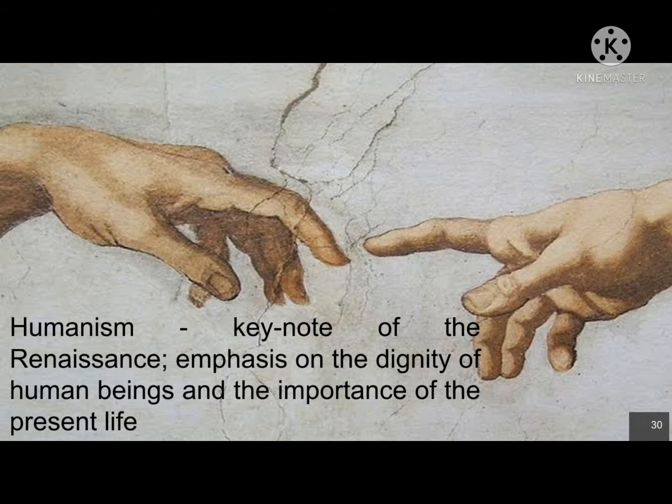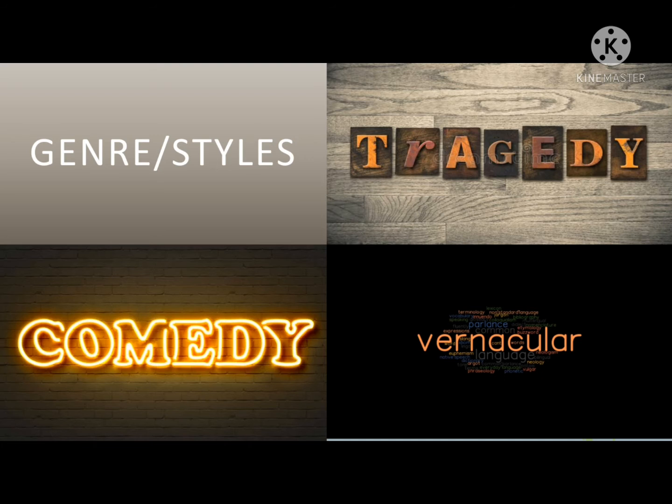So humanism, being the keynote of the Renaissance, gives emphasis on the dignity of human beings and the importance of the present life. This term also denotes an outlook that emphasizes human capabilities and concerns. The two most visible consequences of this outlook are secular appreciation, which includes appreciation for humans and the human world, and critical thought. For the genre and styles, we have tragedy, comedy, and use of vernacular.